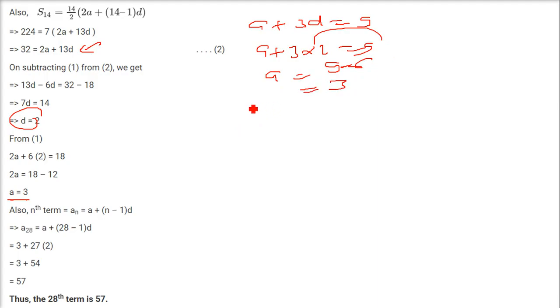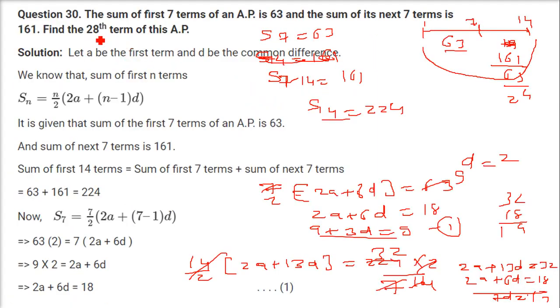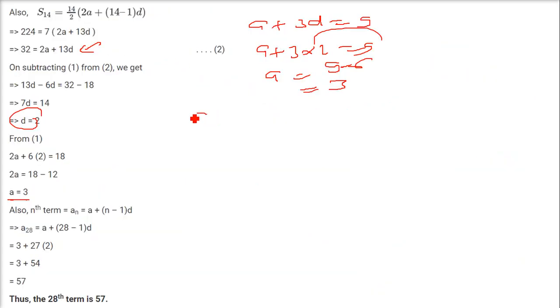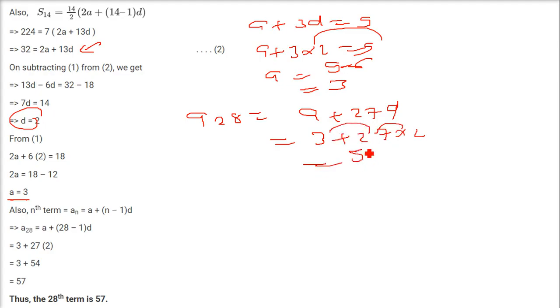So in order to find out the 28th term, because the question is asking about the 28th term, a28 will be a plus 27d. a is 3, 27 into 2 is 54, 54 plus 3 is 57. So a28 is 57.